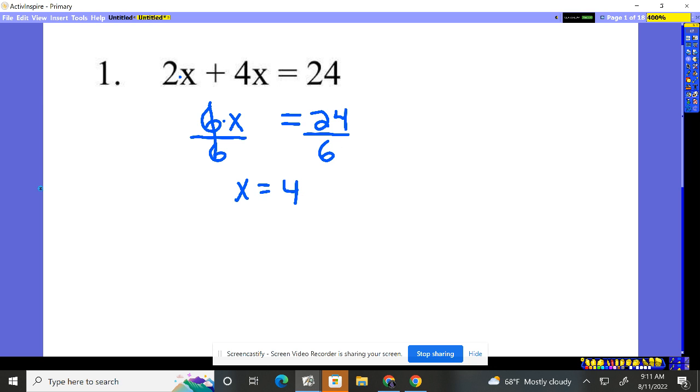That means if you change this x value to a 4, 2 times 4 plus 4 times 4 equals the number 24.